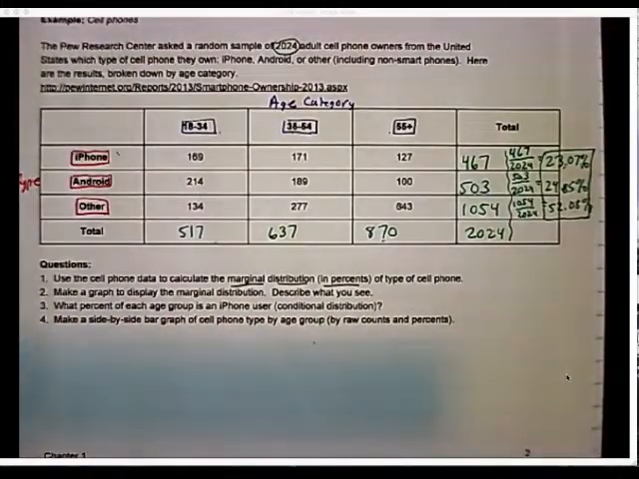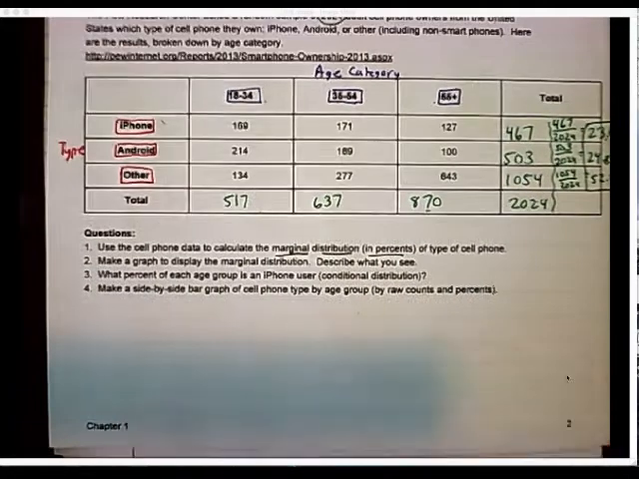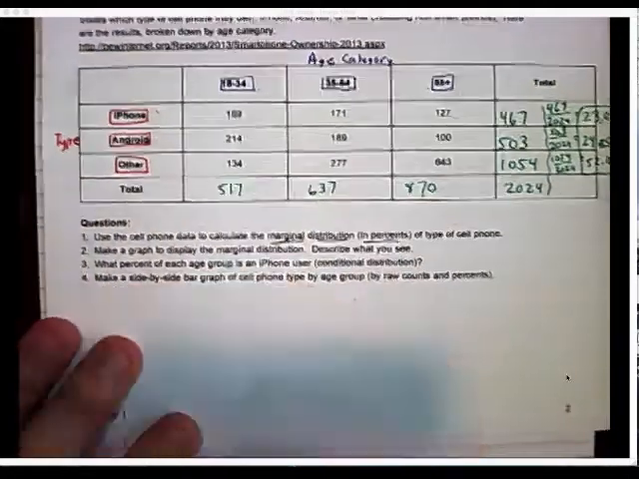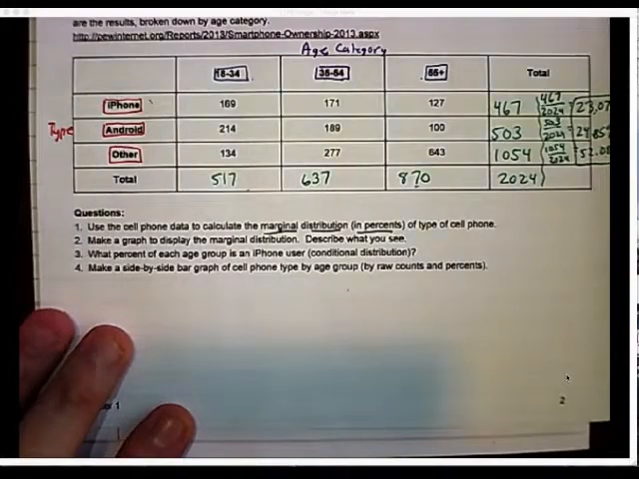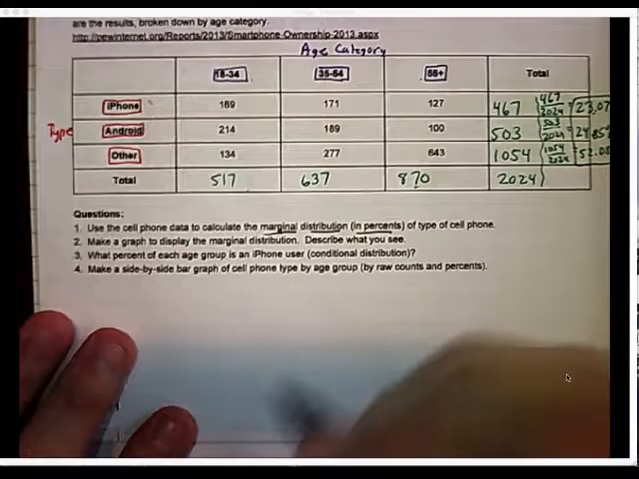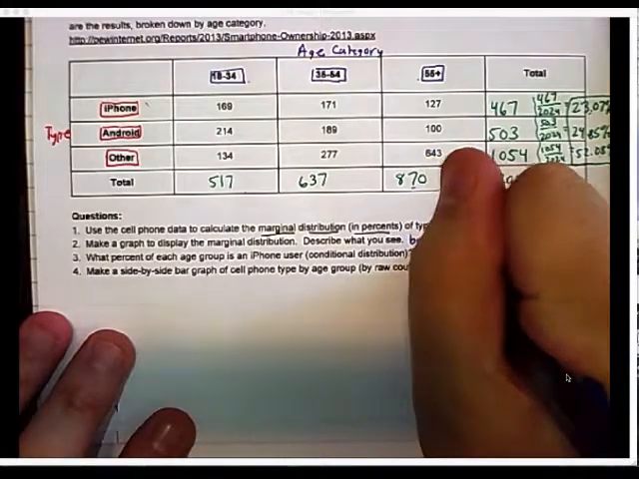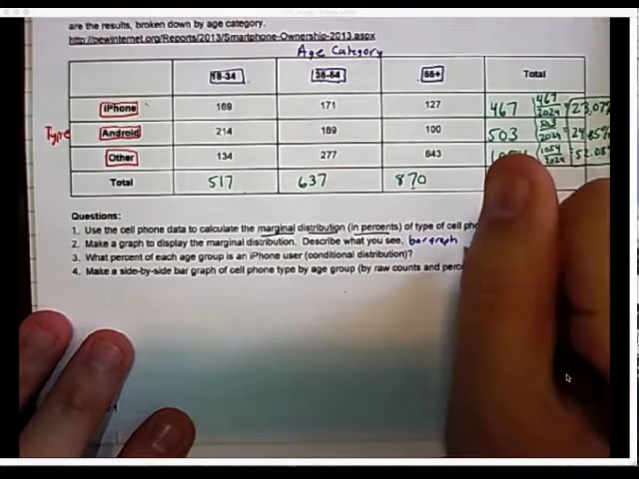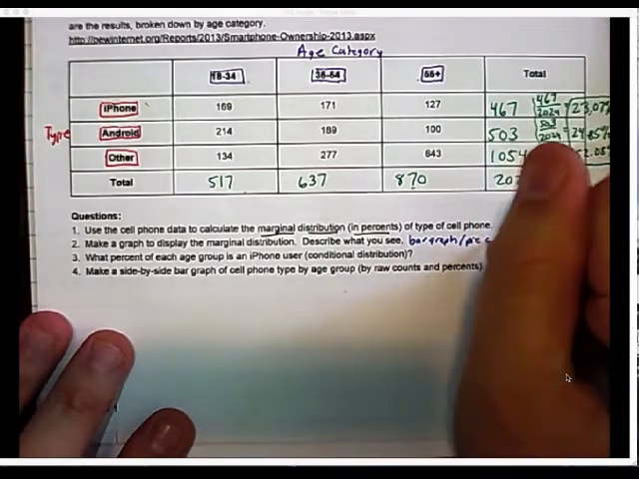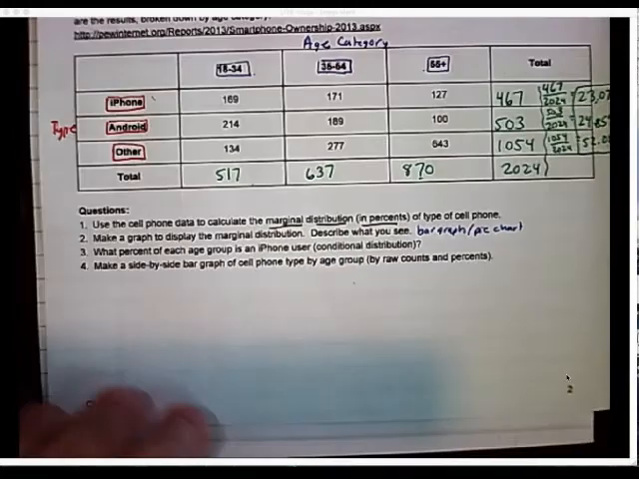All right. So number 2, it says make a graph to display the marginal distribution. Describe what you see. So I'm going to do that right down here. Okay. Now I can do a different type of graph. So for number 2, I could do a bar graph, or I could do a pie chart. Okay, I'm going to choose to make a bar graph.